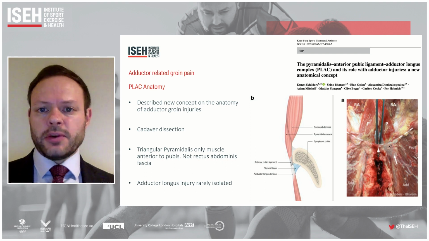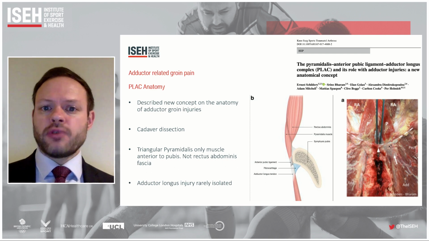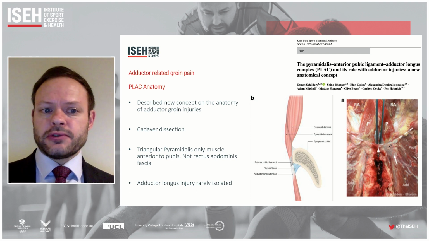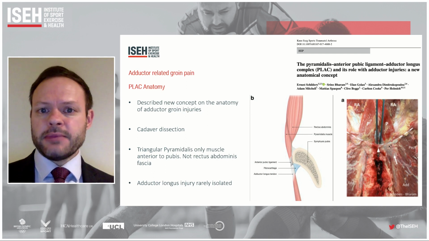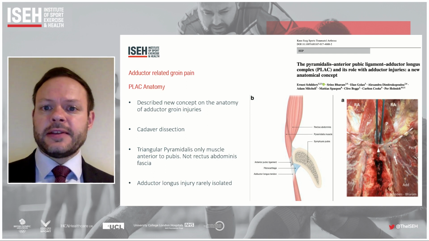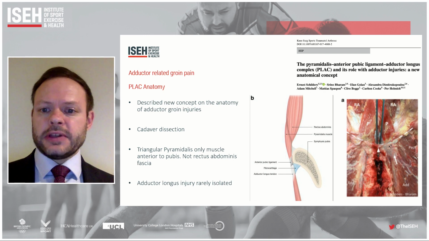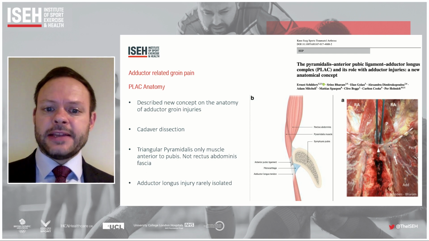So going into the most common injury we see, it's adductor-related groin pain. The interesting concept that's come up by Schilder's group is the plaque injury. And that is, as you can see from the diagram, the pyramidalis, anterior pubic ligament, and adductor longus complex. You can see that the rectus abdominis does attach to the pubic bone, but the pyramidalis muscle actually traverses the pubic bone and is anterior to that. And this seems to have the connection with the adductor longus.